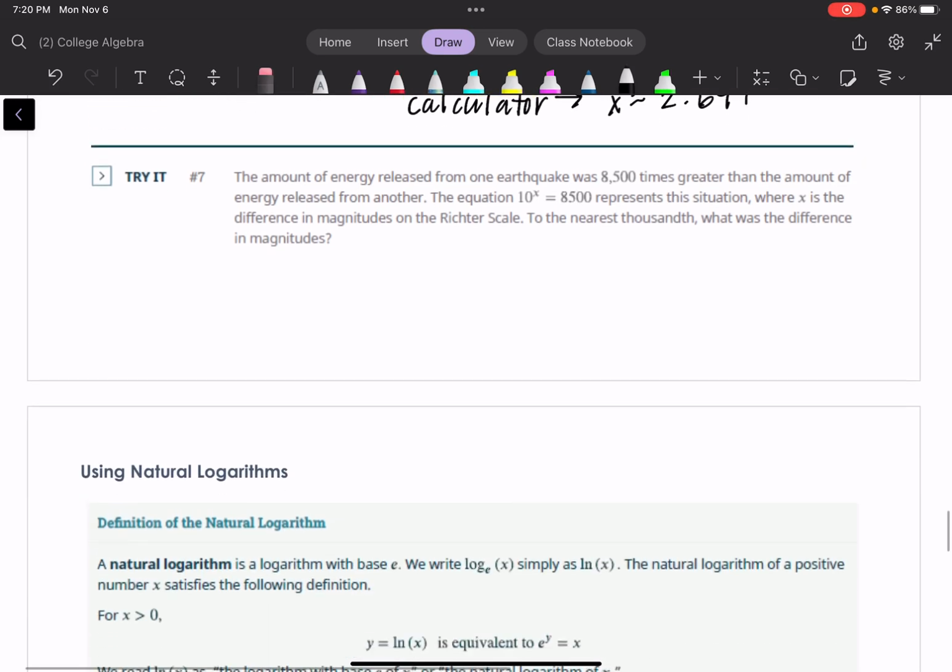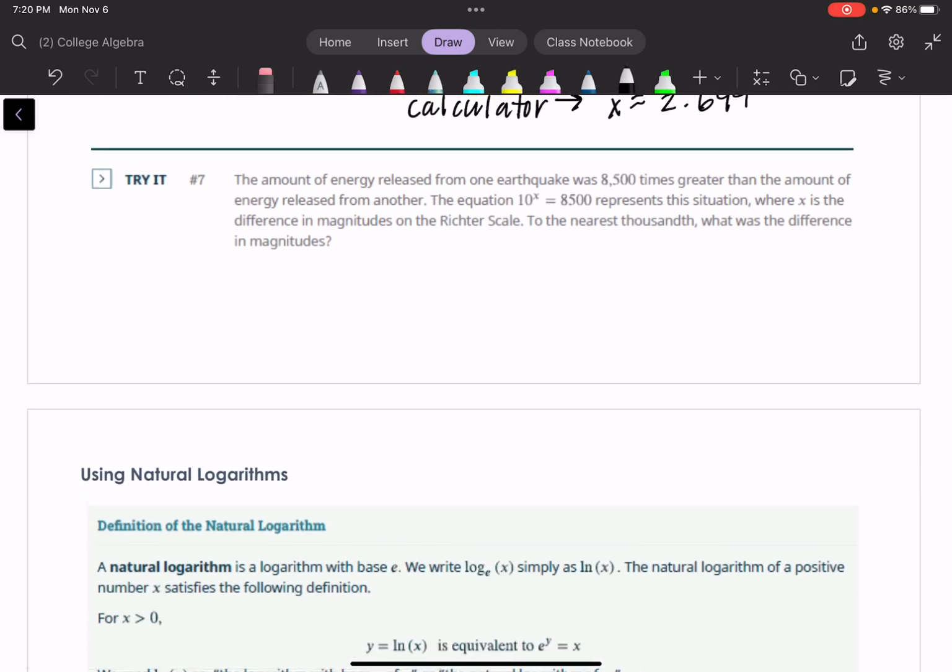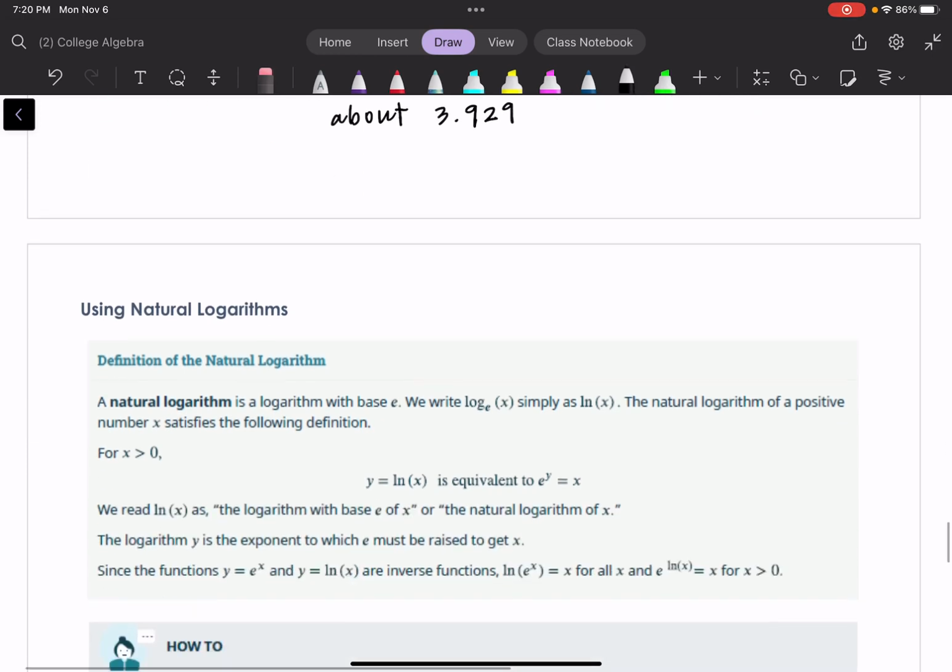So if you want to try this one, now it's going to be done in a similar way. And you'll find that this is about 3.929 if you want to try it and see if you get the same thing.